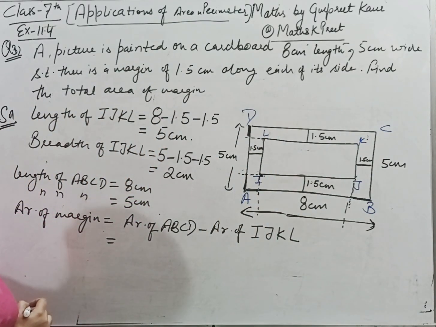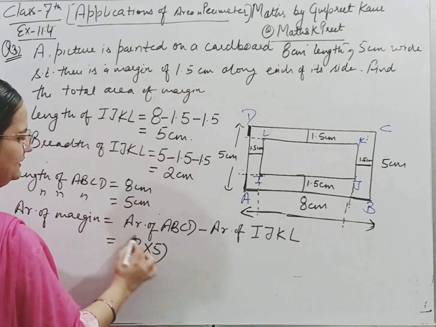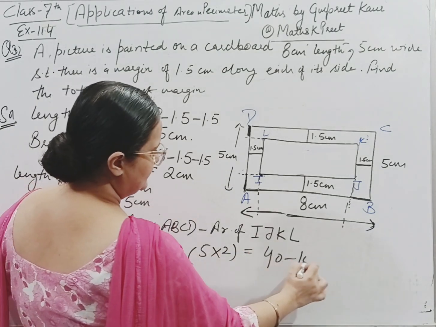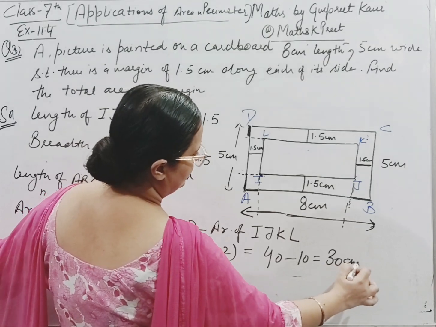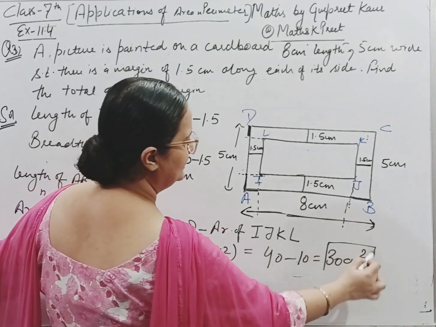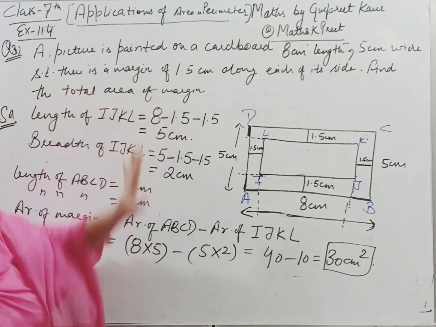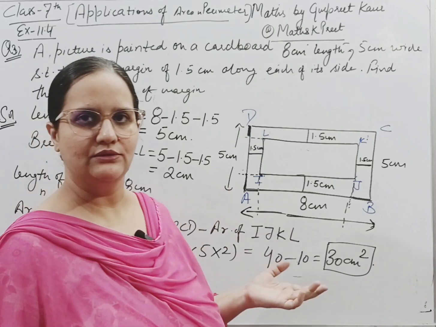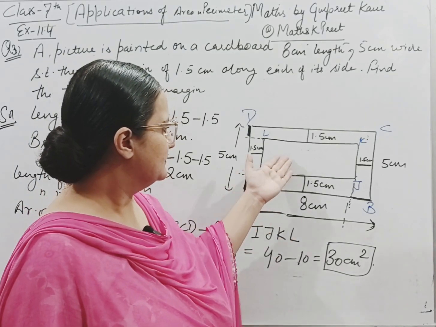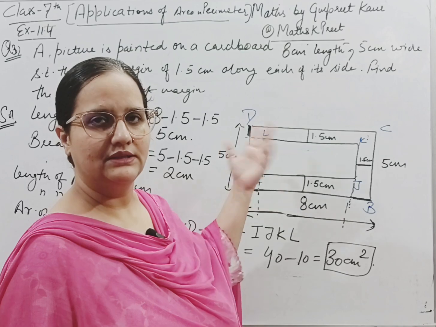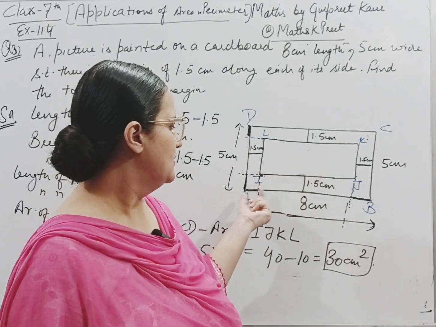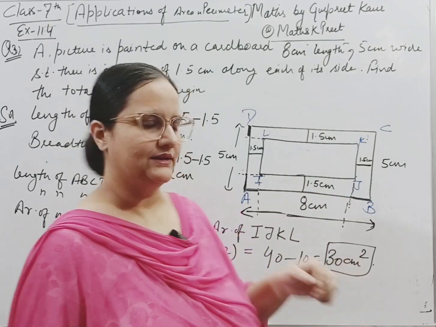So what is the formula? Length into breadth. Just put the values here. For ABCD, length into breadth, and here for IJKL it is 5 into 2. So 8 fives are 40 minus 10, 30 centimeter square. This is the answer for the area of margin. Okay, I hope you understood. This was just a bit different from question number 1 and 2. Here the figure is made inside rather than outside as was given in 1 and 2. So to find this length we have to subtract here instead of adding.